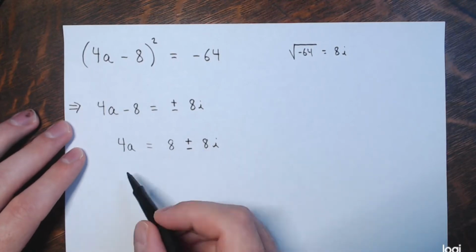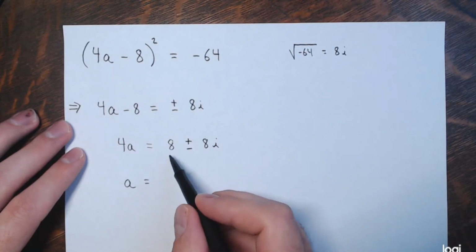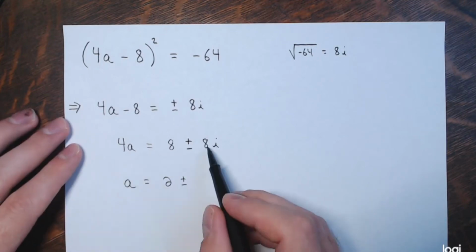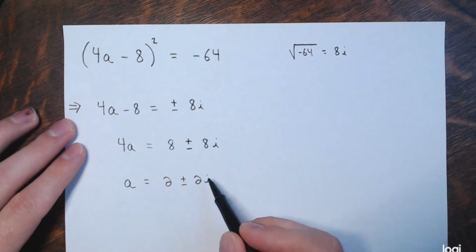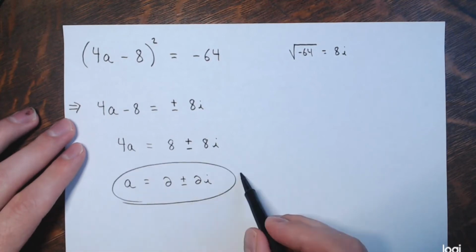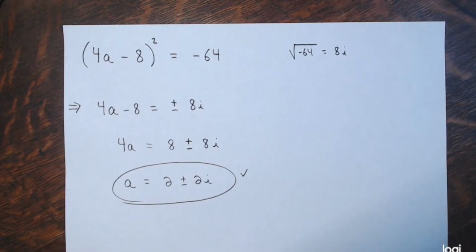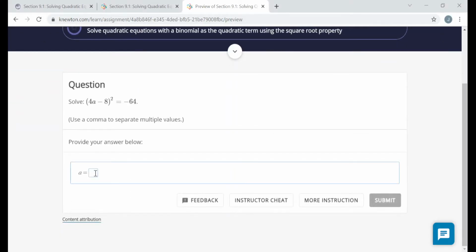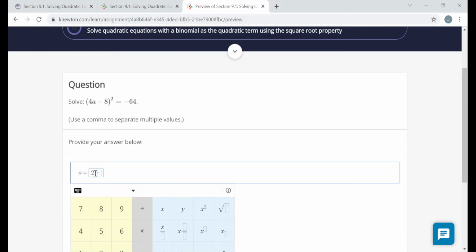And then I would divide everything by 4. So a equals, now 8 divided by 4 is 2, plus or minus, and then 8i divided by 4, again, 8 divided by 4 is 2, so that'd be 2i. And there you go. And if you can, you can check them if you wish, but the solutions to this equation are a equals 2 plus 2i, and the other solution is 2 minus 2i, right? And we're going to separate that by commas. So yeah, one solution is 2 plus 2i, comma, 2 minus 2i. And that's it.